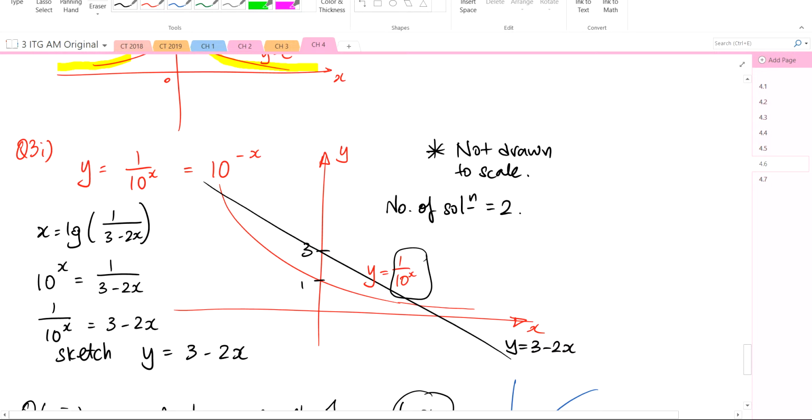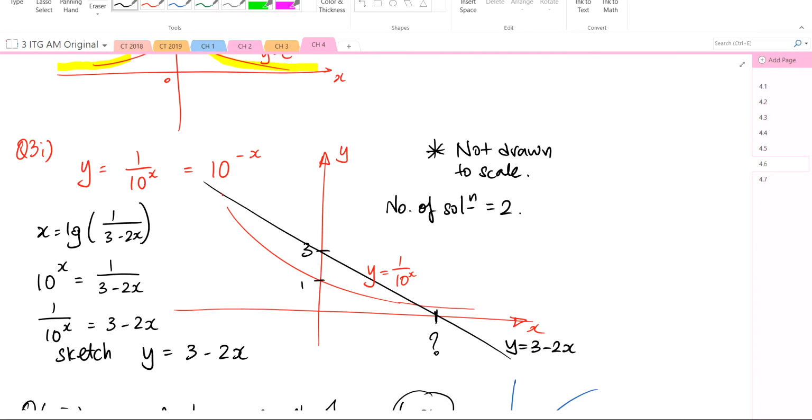Question 3, part 1. I've shown you the solution for this already. However, I see work that looks like this. Okay, so you give me a curve, you give me a straight line. By the way, all your intercepts must be shown. You give me a curve, you give me a straight line.